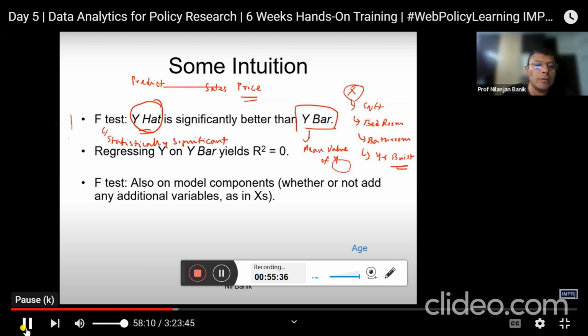Also, the other important result of the F test is that we can decide whether to include these variables, for instance bedroom, bathroom, square feet, year built, and so on and so forth. Any question, guys?